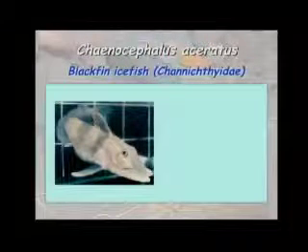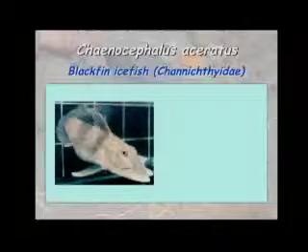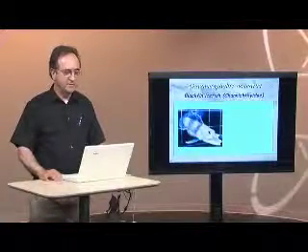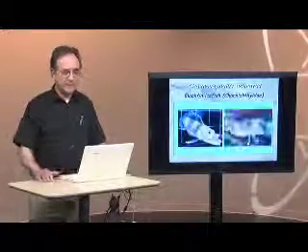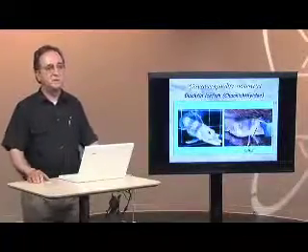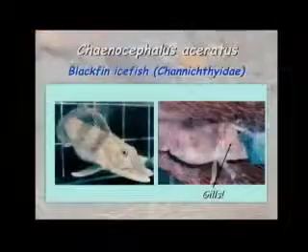Chaenocephalus aceratus is an icefish, and we'll often refer to them as white-blooded fishes because they lack the red blood cells we see for the other notothenioids. And if we look at their gills, we see they have a very creamy complexion, no red blood cells, no hemoglobin.